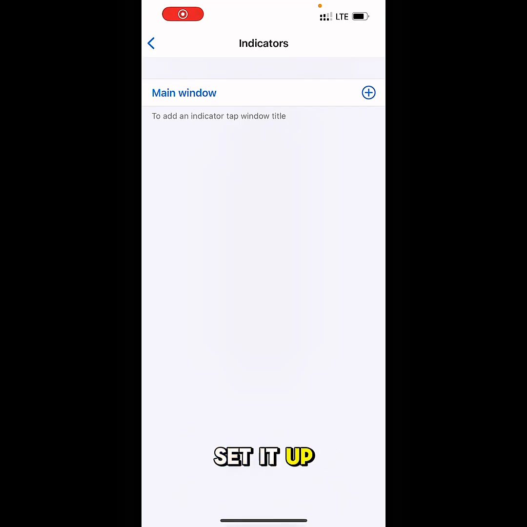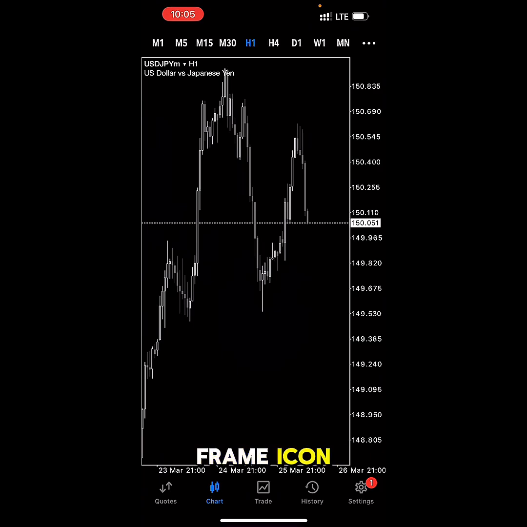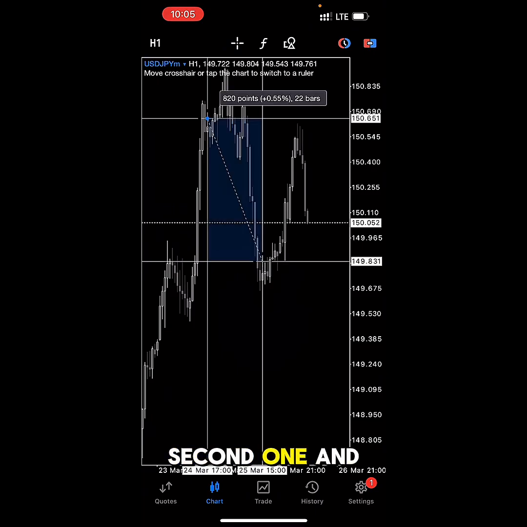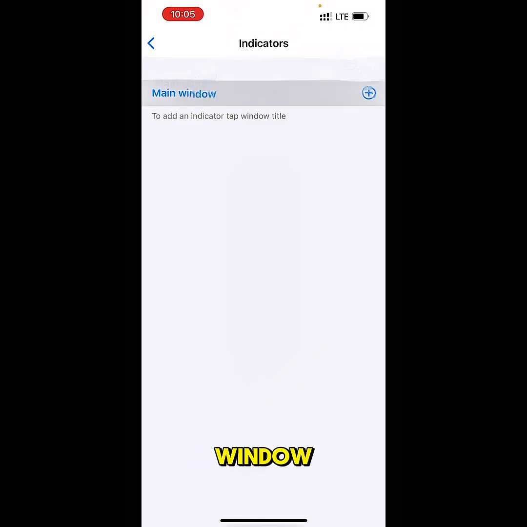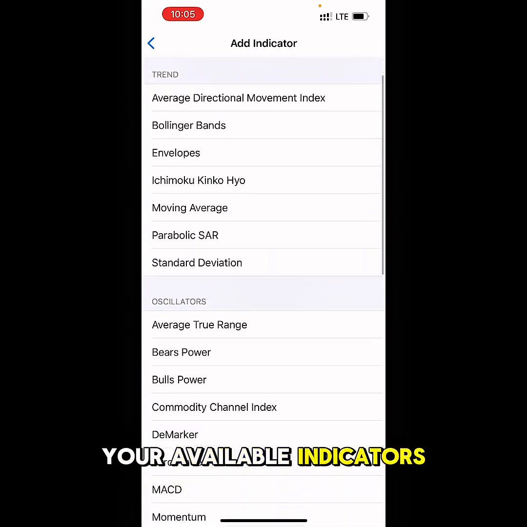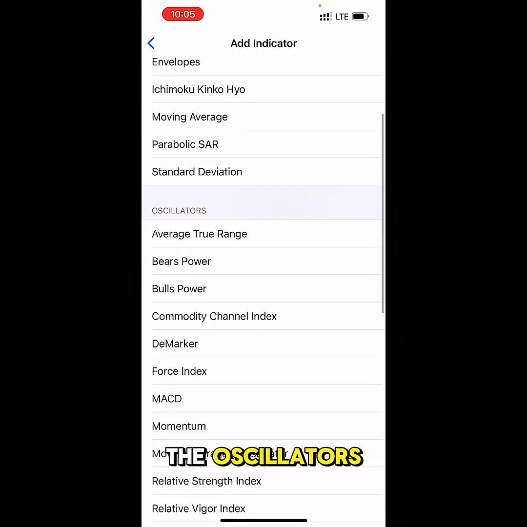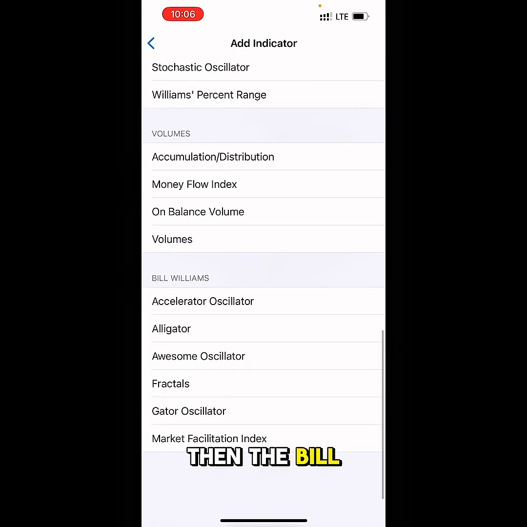Okay, so to set it up, you make sure you click on the indicators icon, which is the third icon after the time frame icon. So this is the second one, and this is the third one, all right? So once you're here, you click on the plus icon on the main window, and here you'll have access to all your available indicators, all right? So you have the trend, the oscillators, the volumes, and then the Bill Williams.